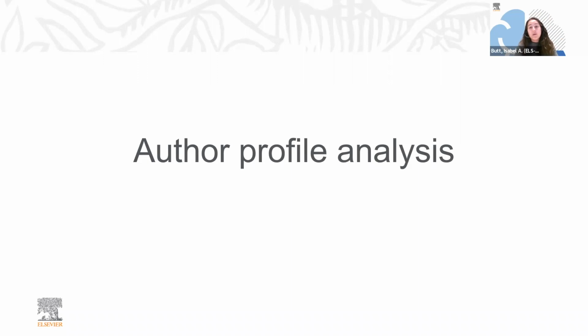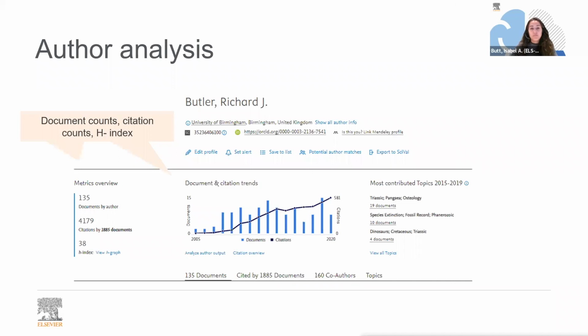I want to talk to you about our author metrics and analysis tools. And these are super important to understand how you can showcase your impact, assess other researchers, or choose a suitable peer reviewer, for example. So on the author profile page, we've got a number of features to help you analyze an author's performance. Here, you can see the total number of documents and citations over time, as well as H-index. So this is pretty useful.